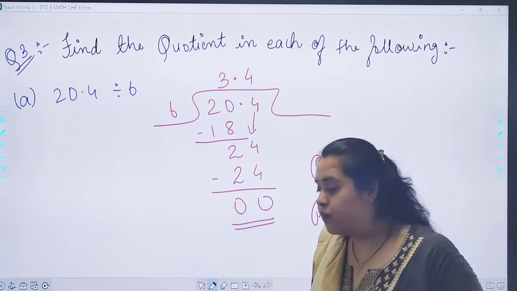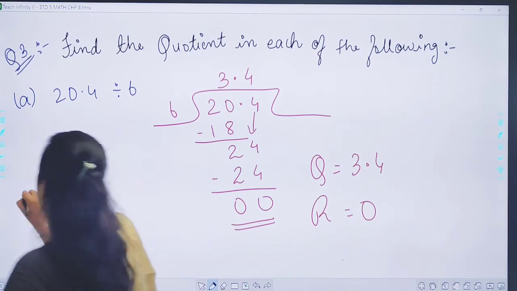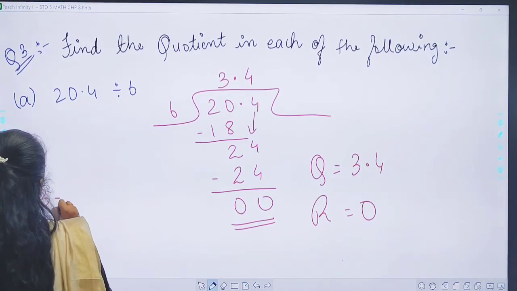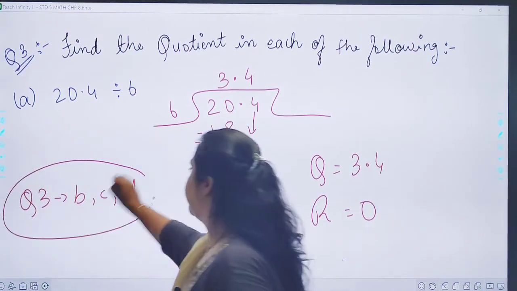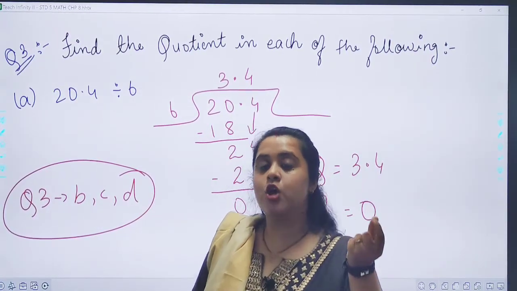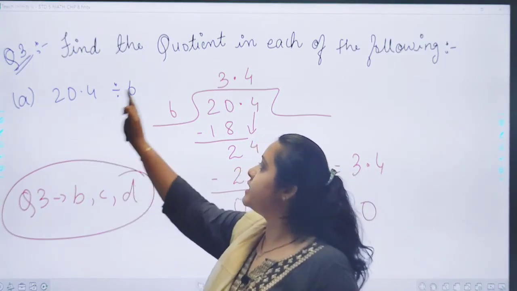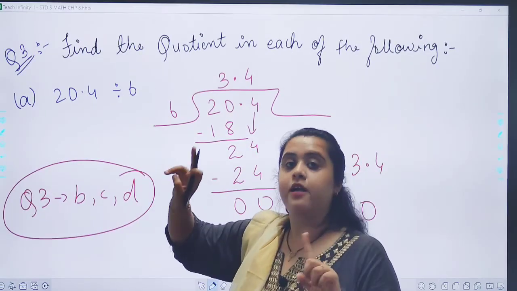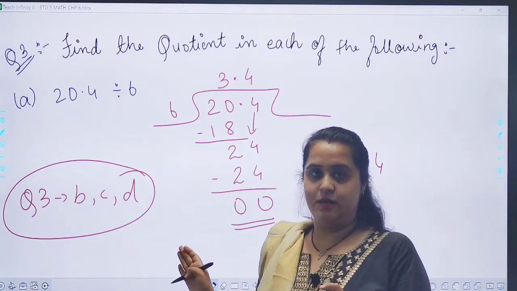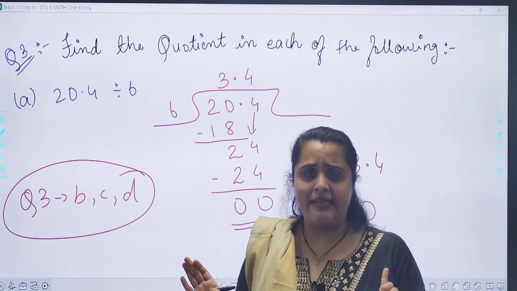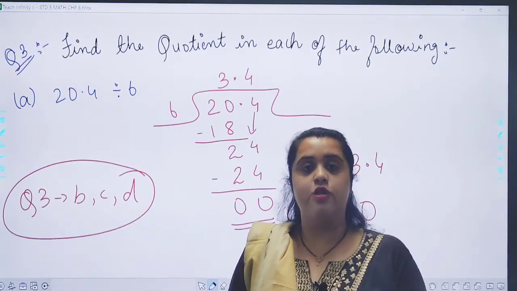So your homework is, you are supposed to solve question number 3's B, C and D. E we will be solving in the next video, because in these decimal is divided by whole number, but from E onwards, decimal is divided by decimal. I need to explain that. Okay? So your homework is to solve these 3 sums of question number 3.